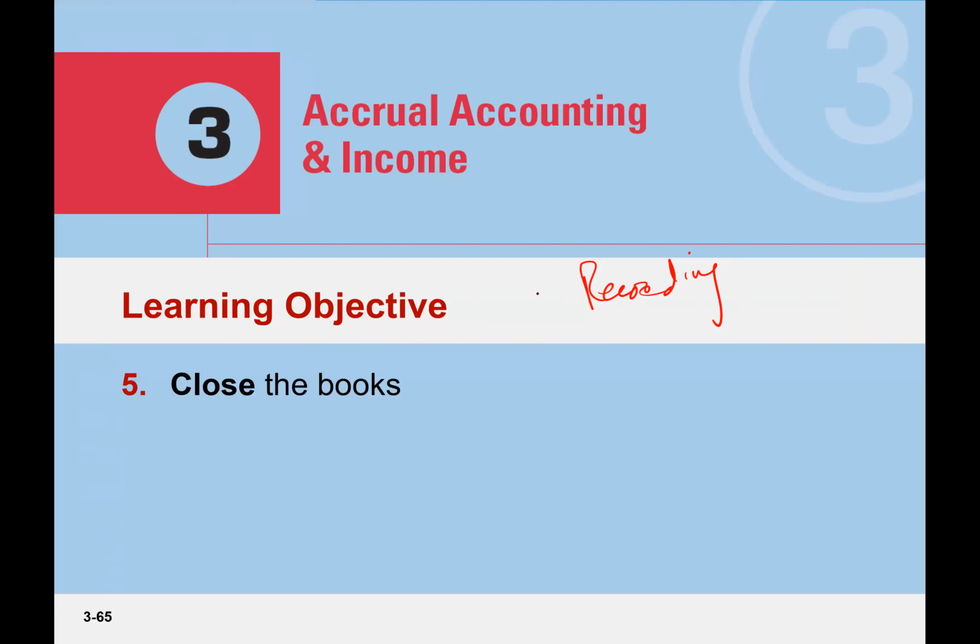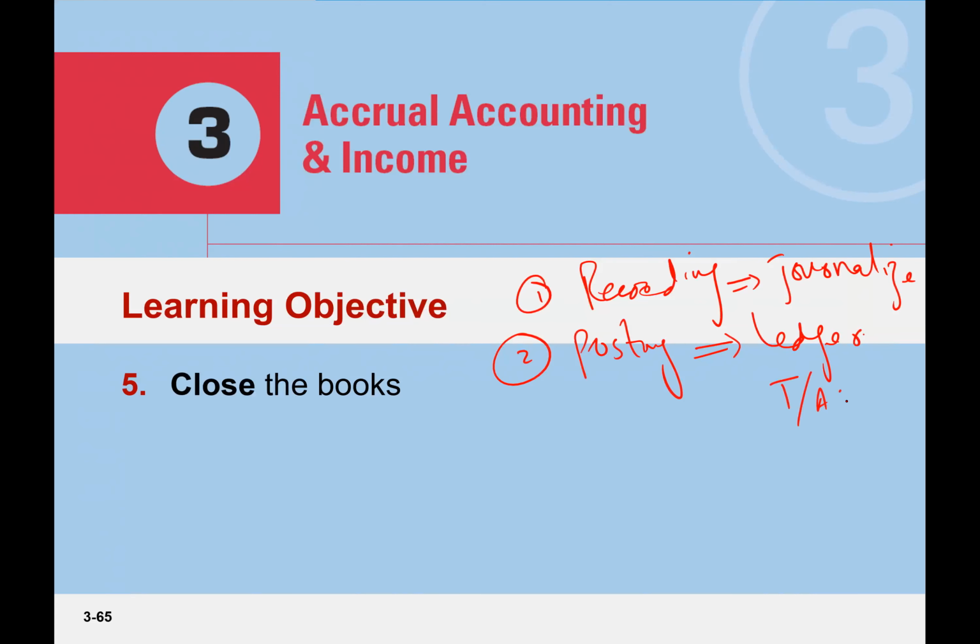What does it mean by recording? Which means journalize the entry. Second, we talk about posting. What does it mean? We make T accounts or ledgers, right? And then we talk about adjustment entries. And fourth one, or the last one, is closing entries.